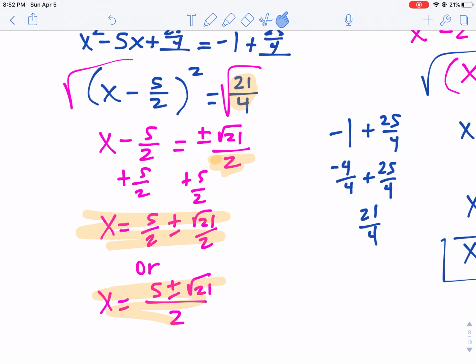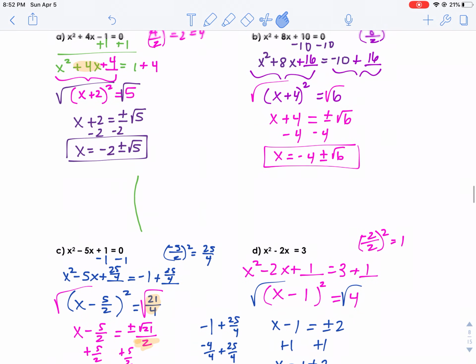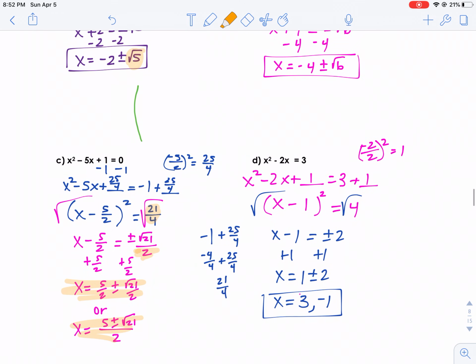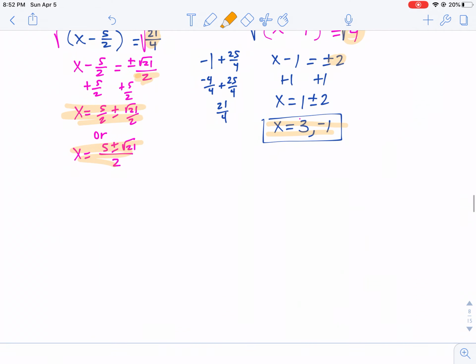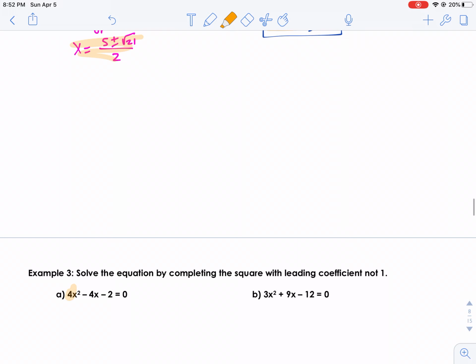Okay, so those are 4 examples. Again, if you have an answer that has a square root at the end, just leave it. But if it's a square root we know, like root 4 is 2, make sure you give those 2 final answers. All right, and then tomorrow we'll look at how to do these equations if the coefficient is not 1. So we'll look at if it's a 4 or a 3 or something like that.